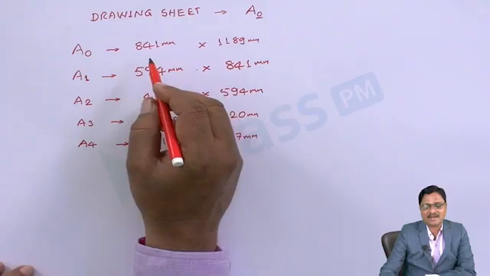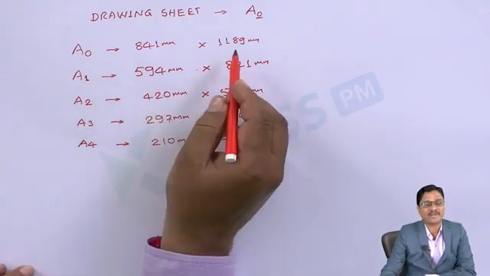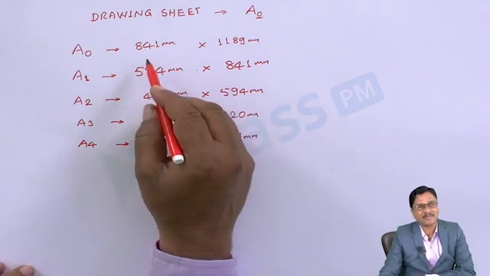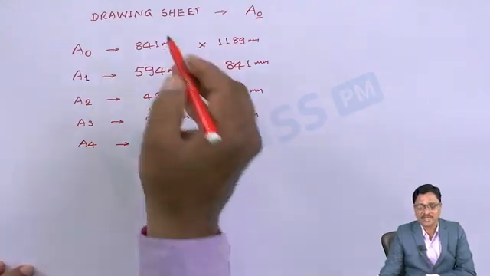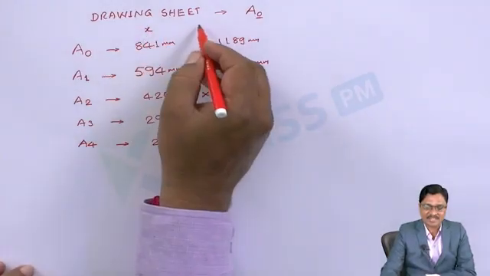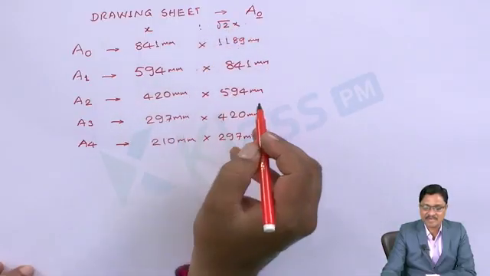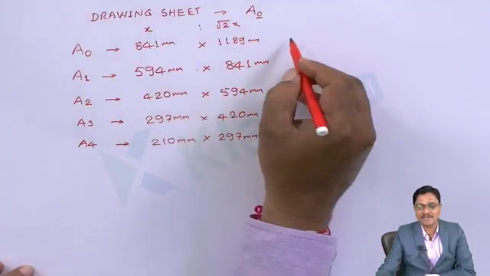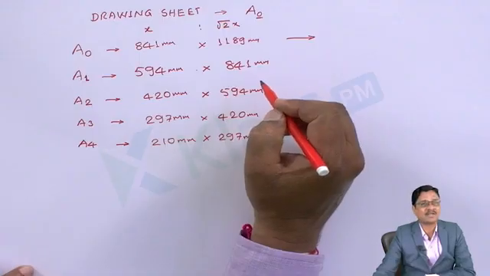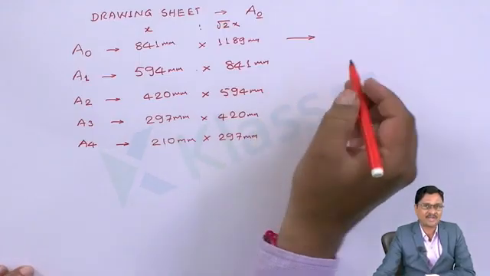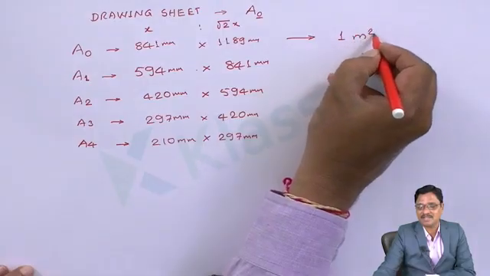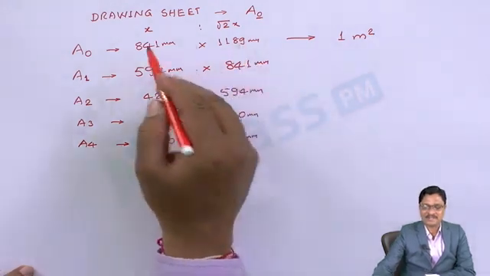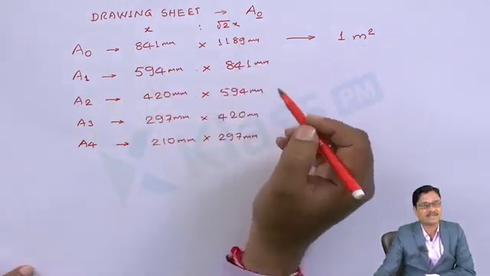So why are such irregular figures chosen instead of round figures like 900 or 1200? The lengths, 841 and 1189, are chosen in such a manner that one dimension is root 2 times the other, so the proportion is root 2 each time. Basically A0, the biggest drawing sheet size available, is taken as 1 square meter in area.